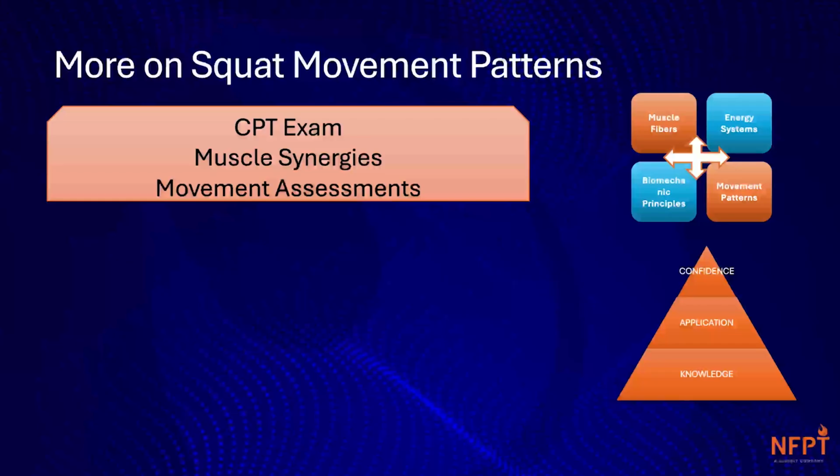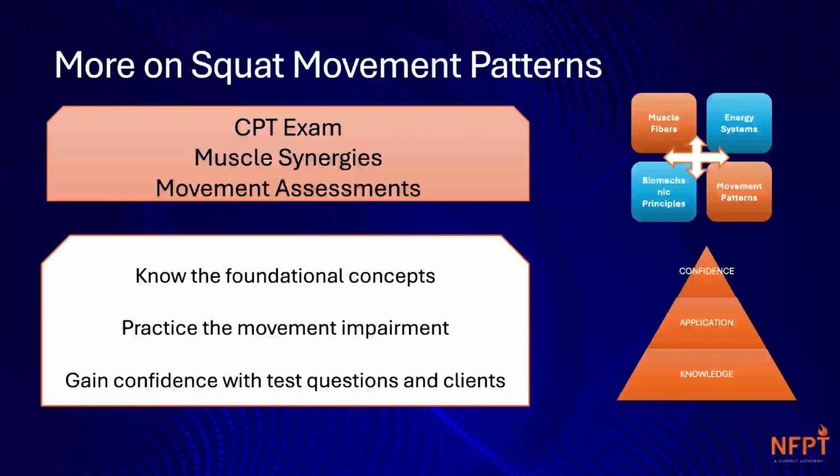So if you're given a question where you are observing a movement impairment, be able to identify what the overactive muscles might be, the underactive muscles, and what potential exercise you could do in order to reverse that movement impairment. So, as we think about the NFPT Core 4 learning model, we want to make sure that you know these foundational concepts. And then you should be practicing them. So, what you can do is you can practice with the movement impairment in order to get a better understanding of what might be happening when you feel it. And then you're going to gain confidence with test questions and in application and clients.